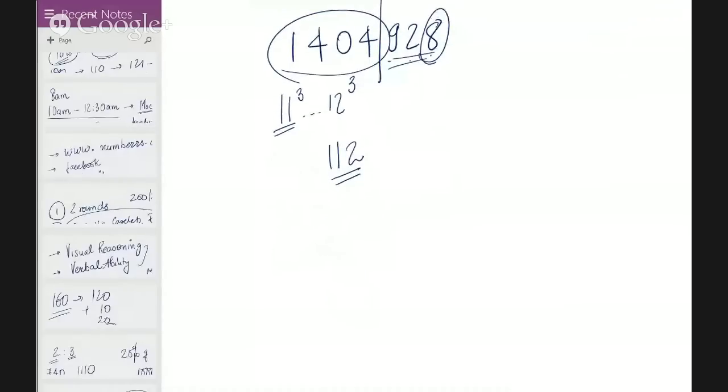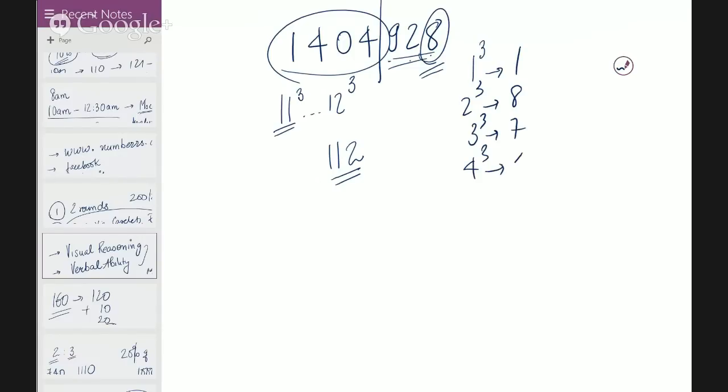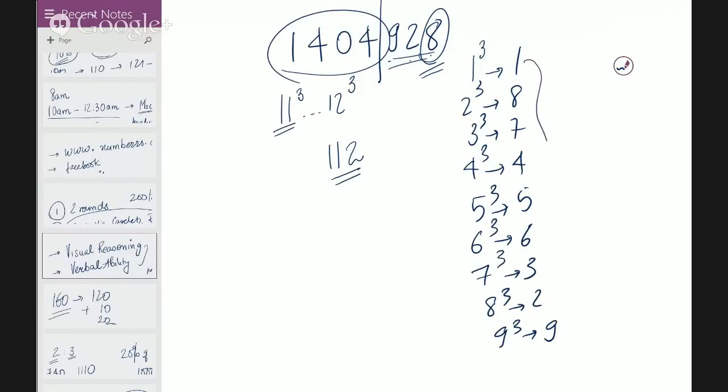So 112 is the answer. 1404928: 112. Keep in mind, cube roots are far easier to calculate than square roots because of one reason. If you notice, 1 cube ends in 1, 2 cube ends in 8, 3 ends in 7, 4 ends in 4, 5 ends in 5, 6 ends in 6, 7 ends in 3, 8 ends in 2, 9 ends in 9, and 10 ends in 0. If you notice, every unit place is unique. And that is the reason finding cube roots is easy.